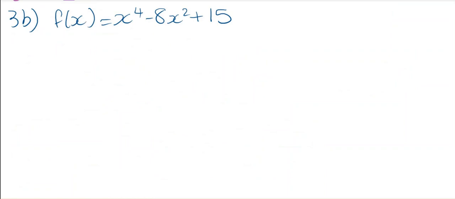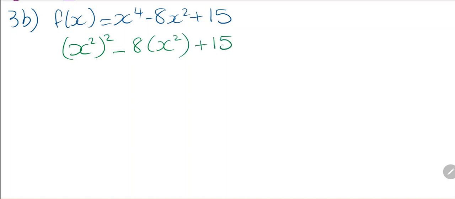Okay, so here's another question for you to try. Just pause the video and answer the question, and when you're ready for the answer, you can press play. Okay, so I'm going to explain how to do this one. We've got x to the 4, so I can write it as x squared to the power 2 minus 8 x squared plus 15. I'm going to use the quadratic form.